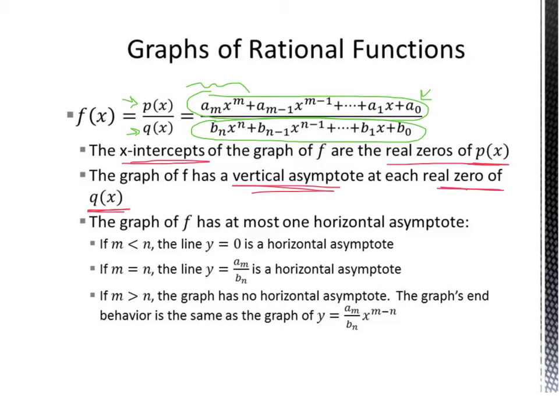And then if we have horizontal asymptotes, well, it says the graph of f has at most one horizontal asymptote, and depending on the degree of the top and the bottom, so m is the degree of the top, n is the degree of the bottom. If m is less than n, then our horizontal asymptote is at y equals 0. If m equals n, our horizontal asymptote is at y equals the leading coefficient of the top over the leading coefficient of the bottom. And if m is greater than n, then there is no horizontal asymptote, but we can use this as the end behavior of our graph here. So make sure you've taken note of all that, and I have a few examples for us to try.